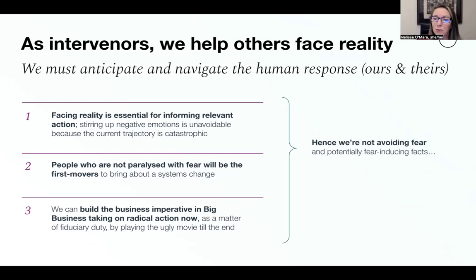We can't be afraid of fear. We aren't going to be able to avoid it because we're bringing fear-inducing facts forward. But what hopefully we can do is help others to navigate the human response.